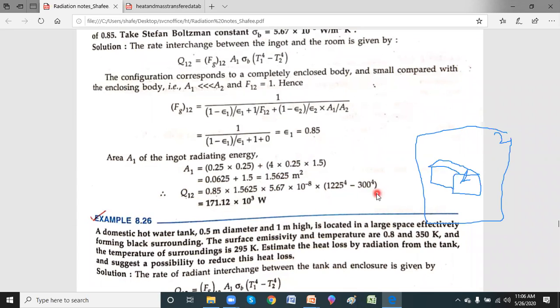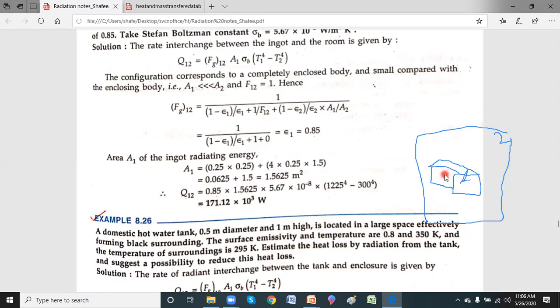Now Q12 is given by replacing the 0.85 we got from Fg12, the area A1, and obviously T1 power 4 minus T2 power 4. So the amount of radiation heat transfer from the casting to the room is around 171.12 kilowatts. I hope you understood this problem. It is based on a small body in a large enclosure, where the large enclosure represents the room and the small body represents the casting from the mold.